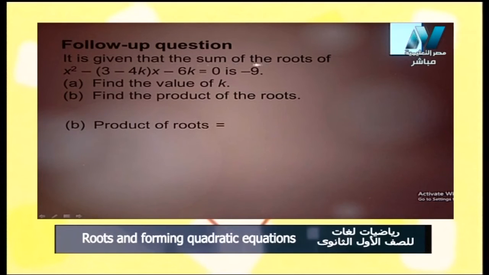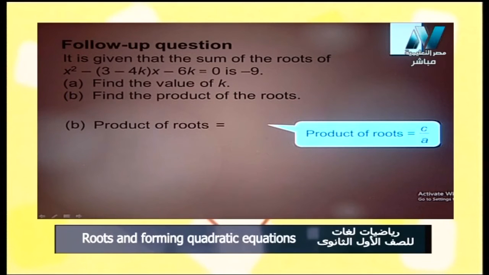It is given that the sum equals negative 9, the same question, but we would like to find out the product of the two roots. We know that the product equals c over a, as we mentioned, equals negative 6k over 1, which is c over a here. 1 is the coefficient of x power 2, which is a. The answer will be negative 6 multiplied by k. Negative 6 times 3, which is k, equals negative 18, of course.